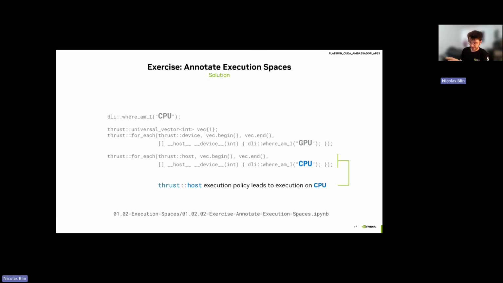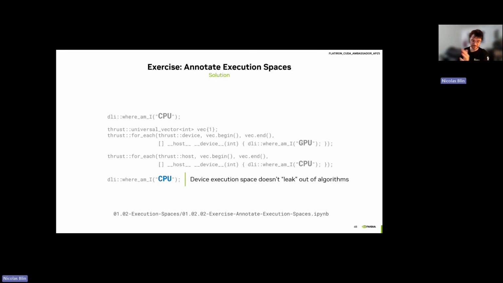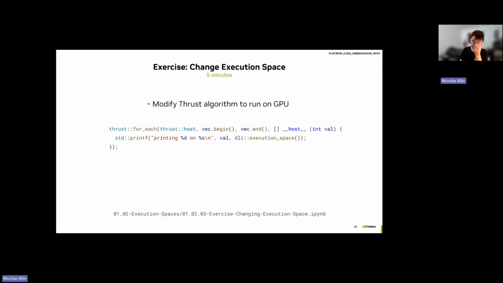Then we call thrust for each, but this time using the execution policy thrust host. So this code will be executed on the CPU. Finally, this last line, again, since there is no specifier whatsoever, it's just like any C++ program, and so it will be executed on the CPU. So now let's move to the next exercise.